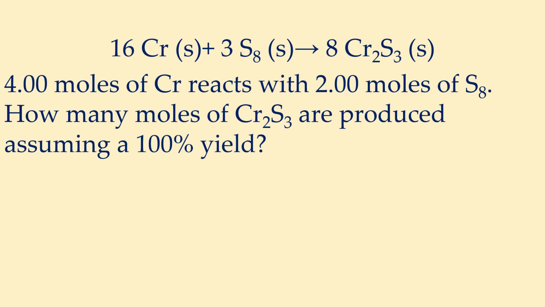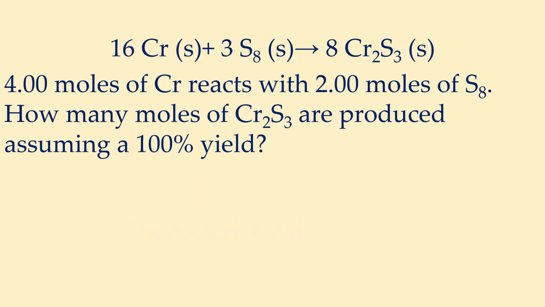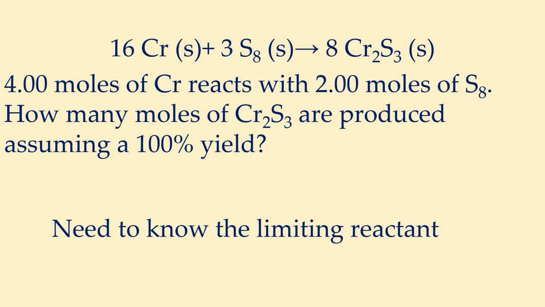Let's recognize a few things. First, 100% yield means we are looking for the theoretical yield. And second, to find the product, we need to know the limiting reactant.